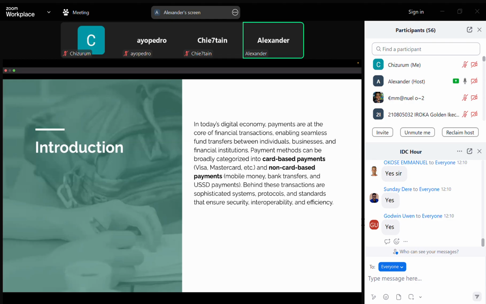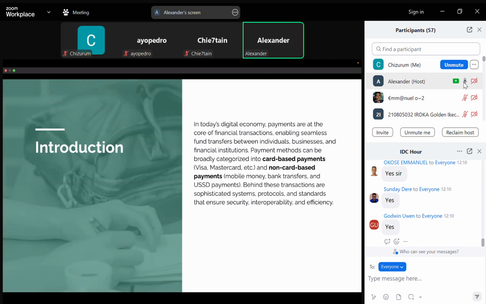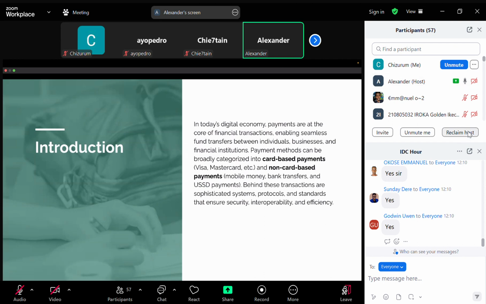So, introduction. We know that in today's economy, payment is practically the core of every transaction. Or let me put it that payment is practically the core of today's economy, of today's businesses, right?